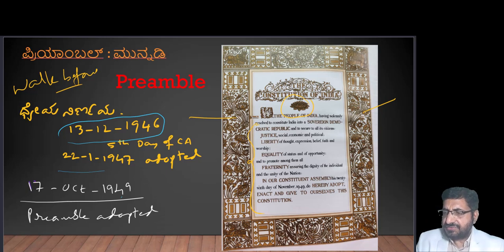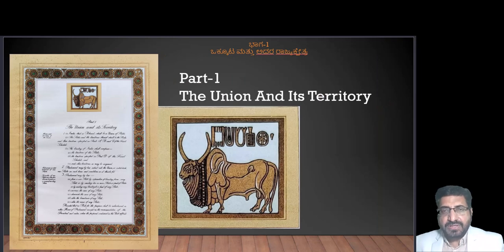Next, as we are moving inside our constitution book, you know our original constitution had 22 parts. The first part, this is the page. See, this is part 1. What is it about? It's about the Union and its territory.